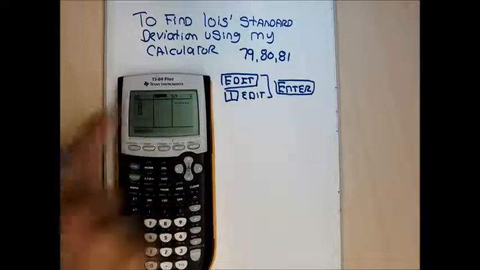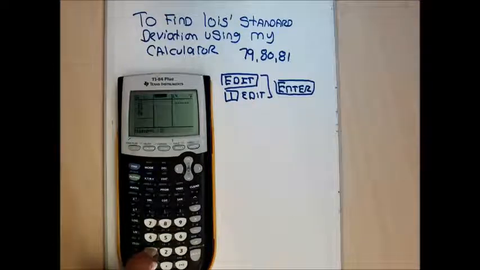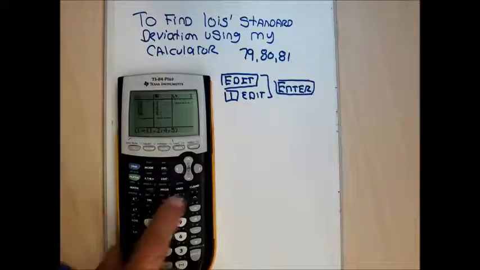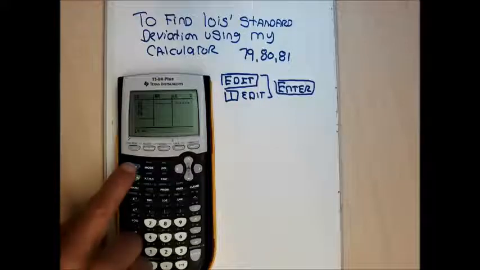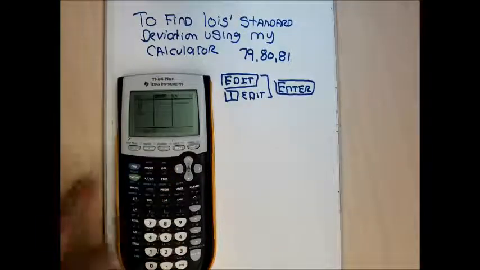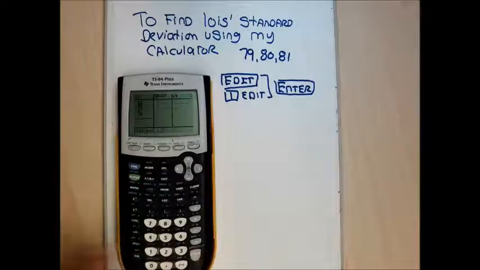And that opens up a new list. And now I'm going to hit second and the 1 key for list 1, and then I'm going to hit enter. So let me go through that process again. If you don't have a list 1, to enter a list 1, you hit second and the delete key. That'll open up a blank list. Then you hit second and 1 and then hit enter.